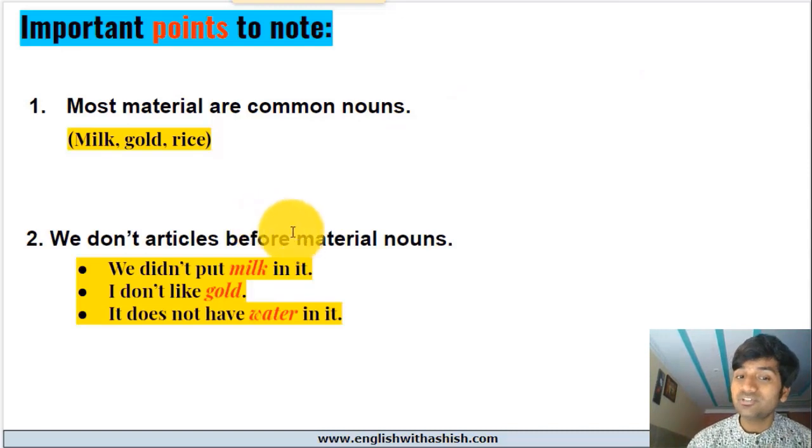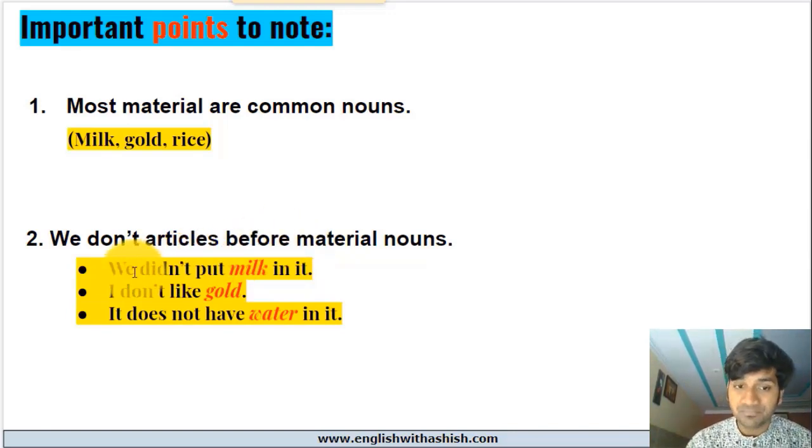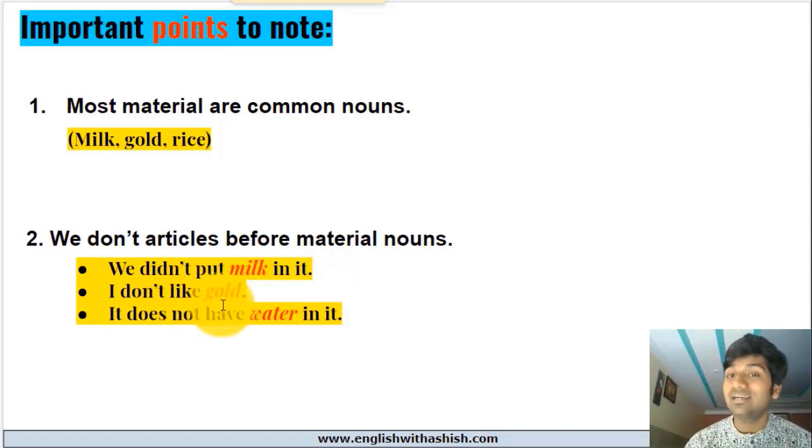Number two, we don't use articles before material nouns. If we're referring to a material noun, we do not use any article, a and the before it. For example, we did not put milk in it. We're not using any article before the material noun milk. I don't like gold. I can't say I don't like a gold. If I'm referring to a particular gold, I'll say the gold.